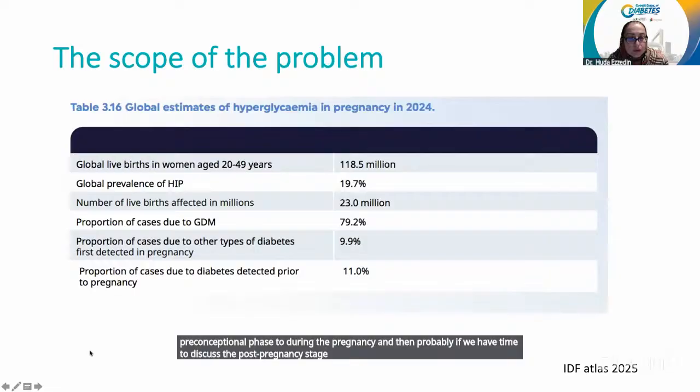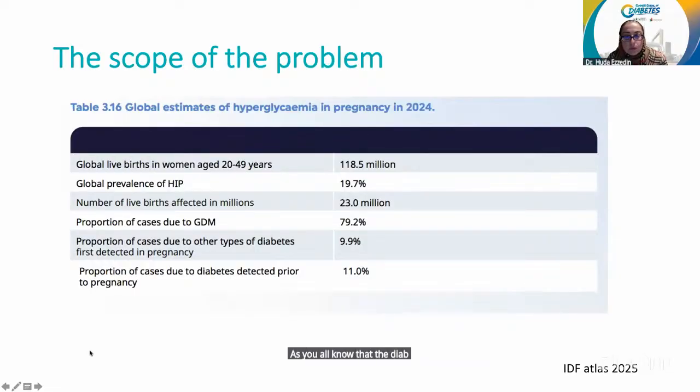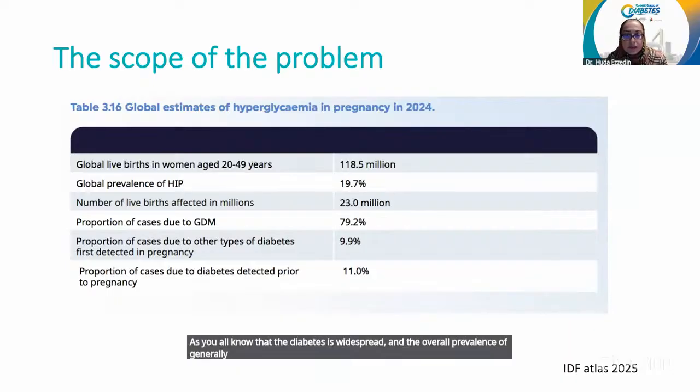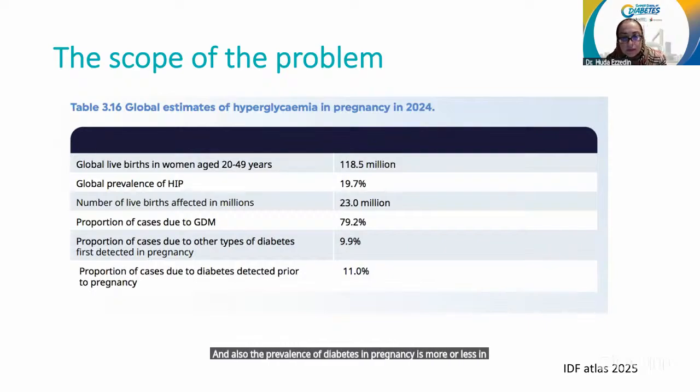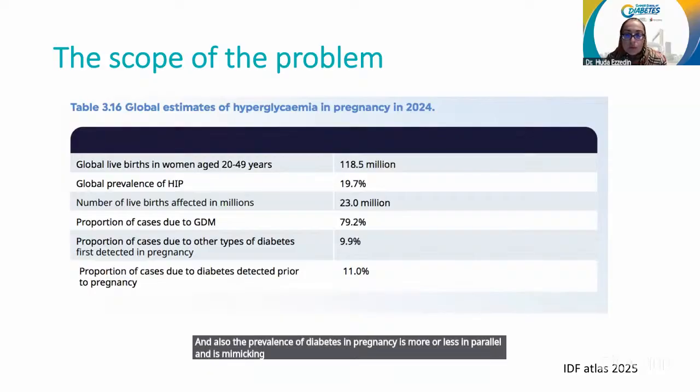As you all know, diabetes is widespread, and the overall global prevalence of diabetes or hyperglycemia is roughly around 20%. The prevalence of diabetes in pregnancy is more or less in parallel, mimicking the overall global prevalence of type 2.